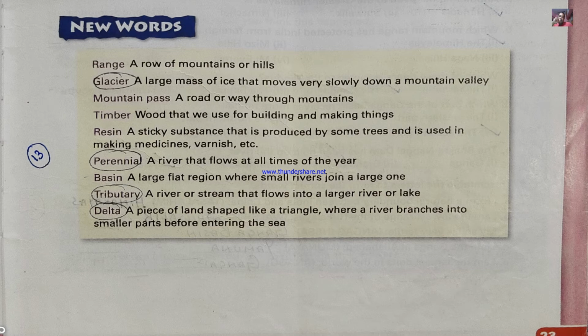Now, what is a delta? A piece of land shaped like a triangle where a river branches into smaller parts before entering the sea. Before entering the sea. Okay, I hope I'm clear.